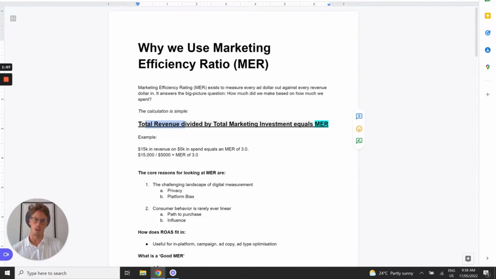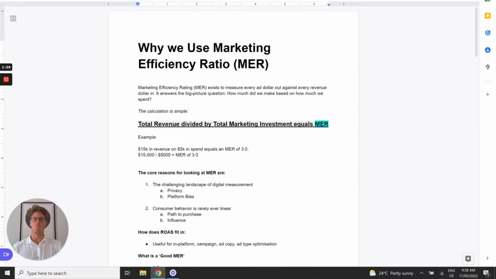So in the example here, we've got $15,000 of revenue divided by $5,000 of ad spend and agency fees or any other creative costs that might have been incurred from the business during that period, and it outputs 3.0.